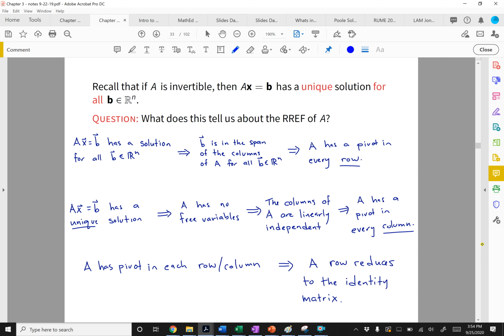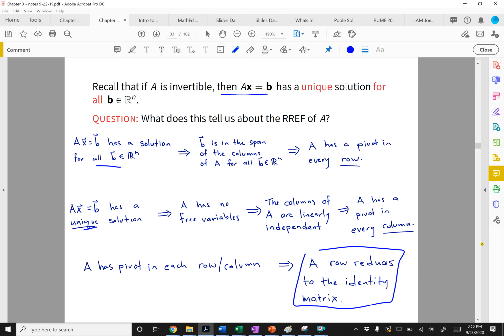We know that if A is invertible, then AX equals B has a unique solution for B. What does this tell us about the reduced row echelon form of A? Well, if there is a unique solution, then we know B is in the span of the columns of A no matter what B is. So that means A has a pivot in every row. And if AX equals B has a unique solution, then we know A has no free variables. So the columns of A are linearly independent. So A has a pivot in every column. So if A has a pivot in each row and column, then we know A reduces to the identity matrix.